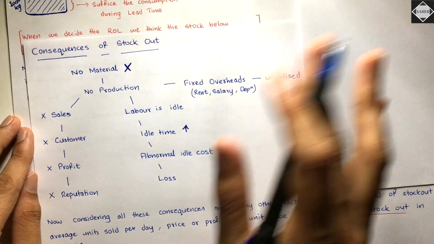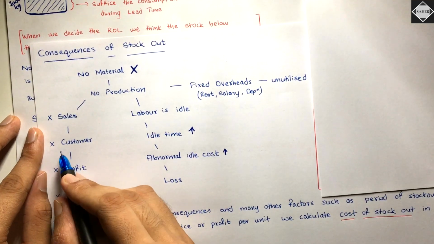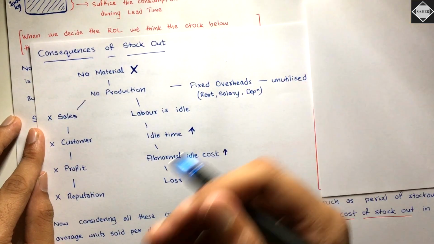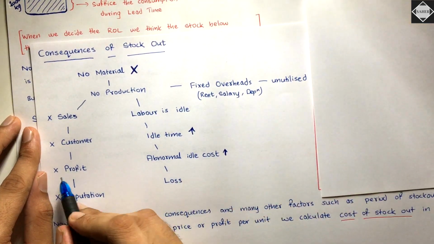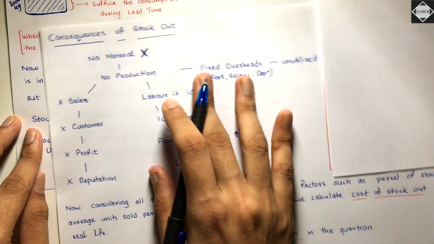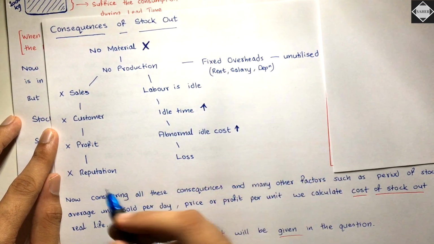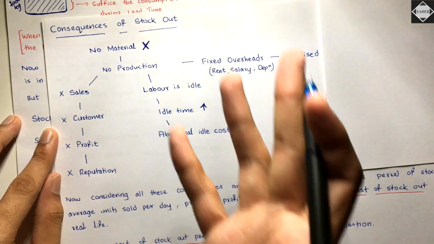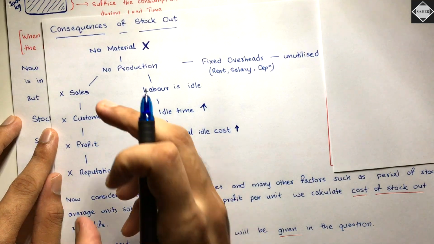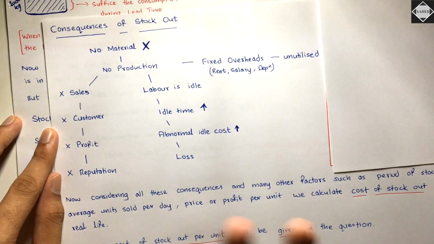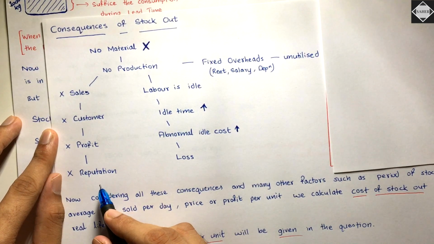If production doesn't happen, then understand we will lose our sales. We will lose that customer. That customer will go to another factory and he will get his order fulfilled over there, isn't it? So we will lose profit, contribution, and then the reputation of our organization will also be lost, because we couldn't fulfill the order. So there are financial consequences as well as non-financial consequences. We are losing the customer, we are losing reputation and goodwill of our organization.